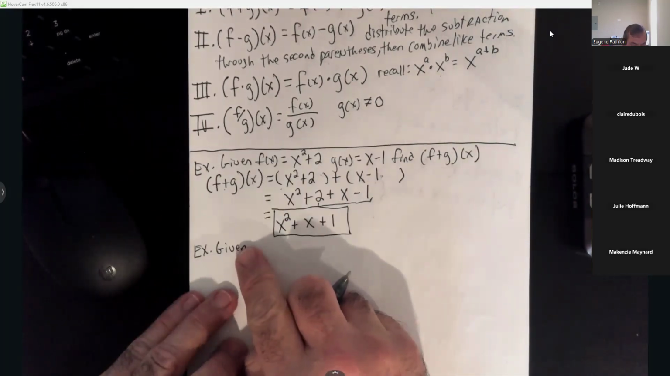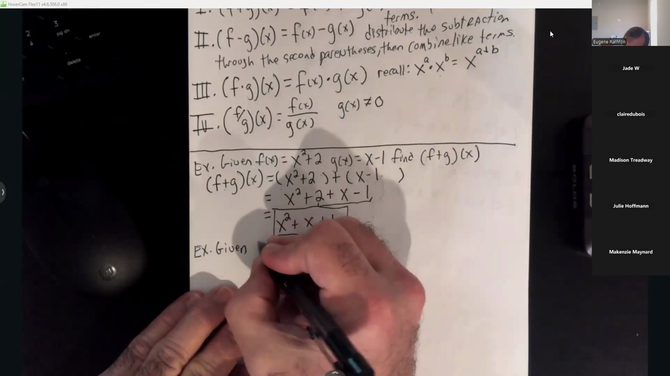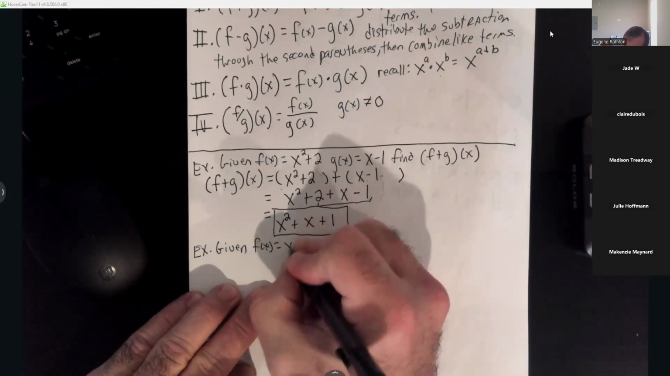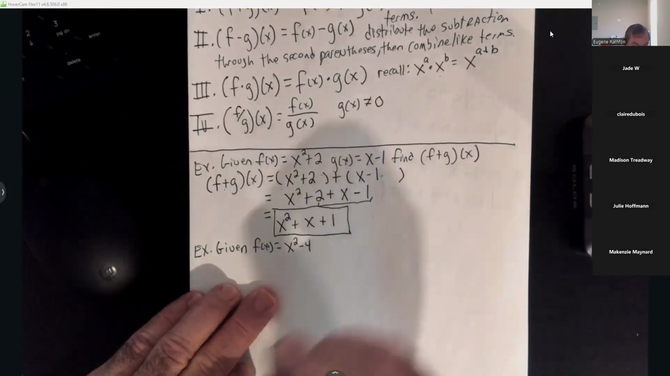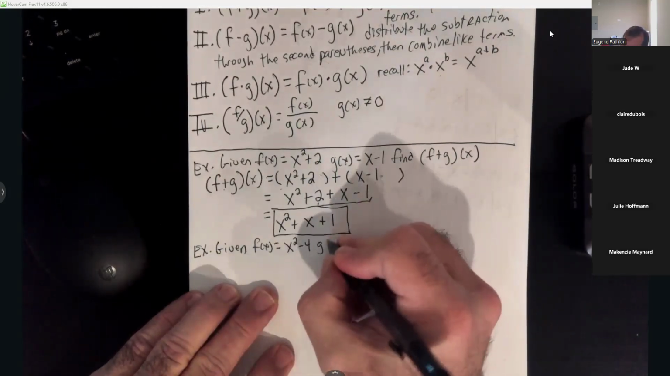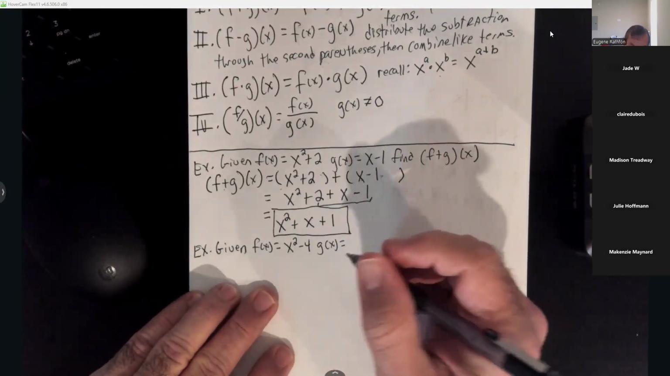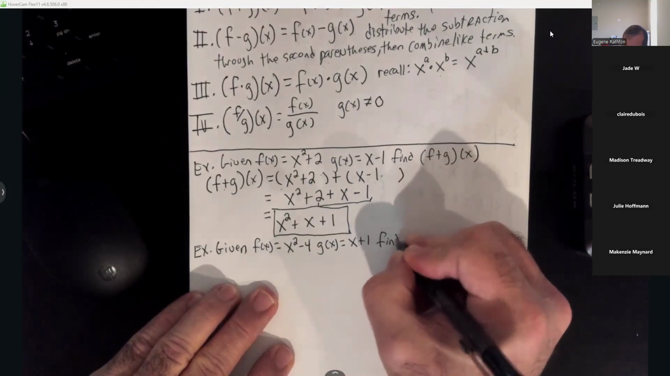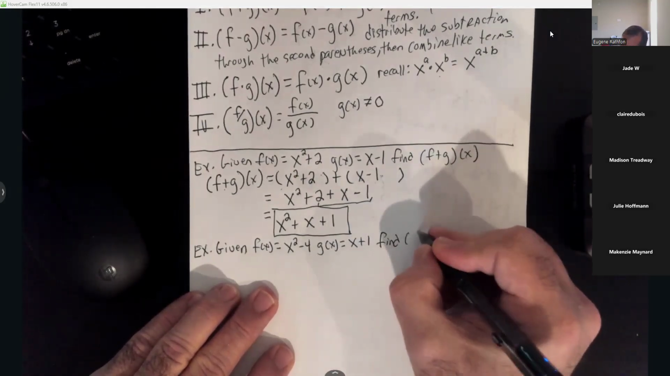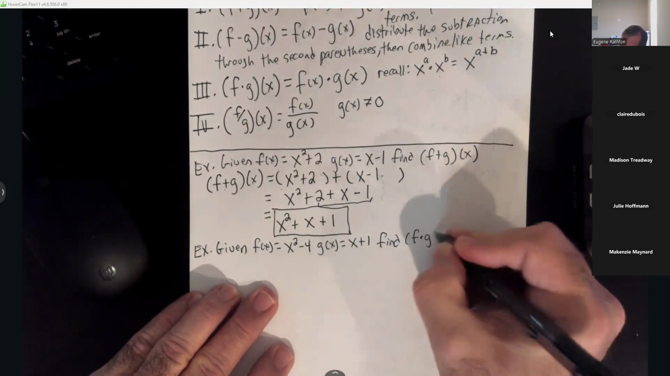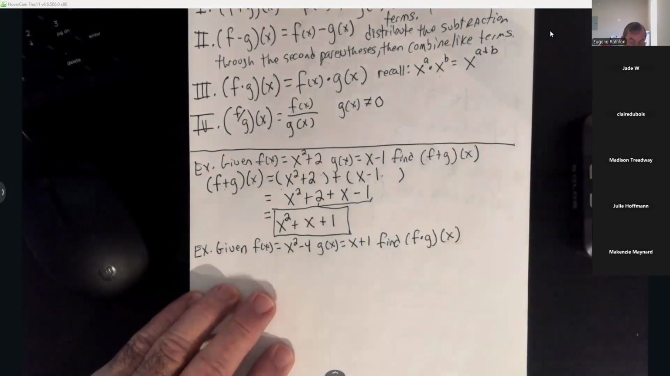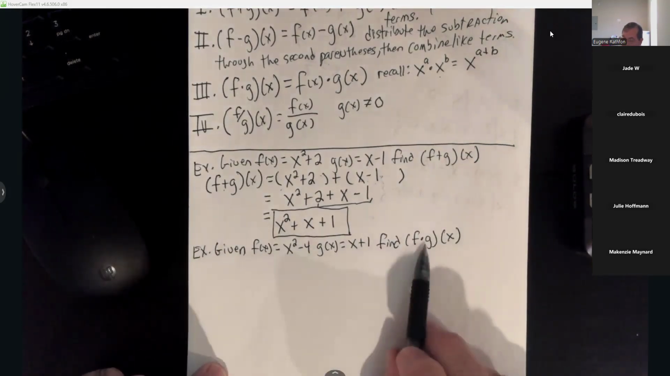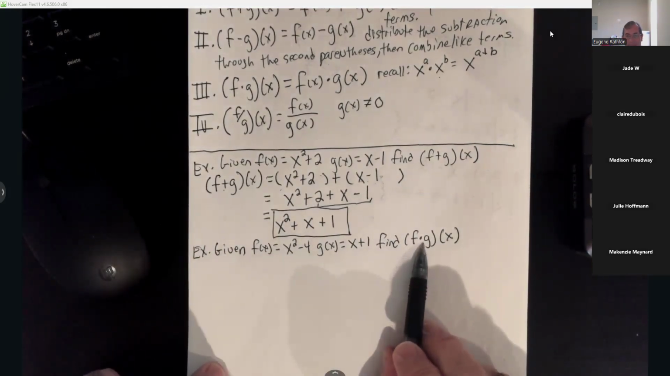All right, so y'all, let's play at this one. On number two, they're giving me f of x equals x squared minus 4. g of x equals x plus 1. They want me to find f times g of x. So they want me to do a little multiplying on this one.